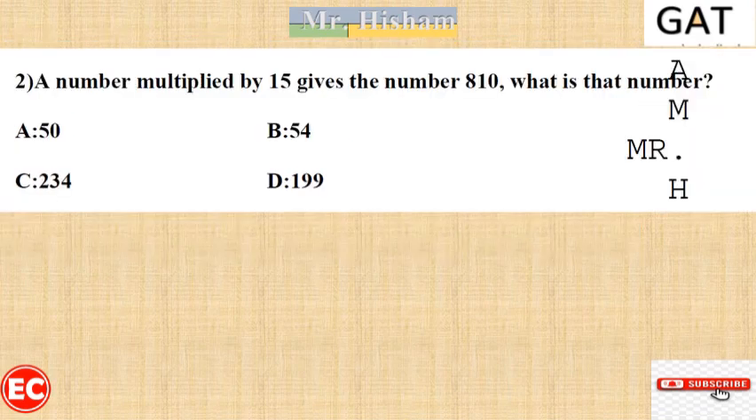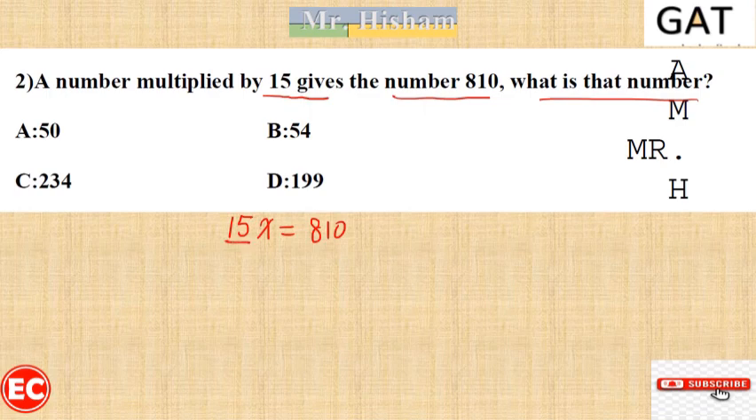Question number 2. A number multiplied by 15 gives the number 810. What is the number? If you want to write it as an equation, you are going to write that 15x is equal to 810, and you are going to divide both sides by 15. So x is equal to... how can I simplify 810 divided by 15?